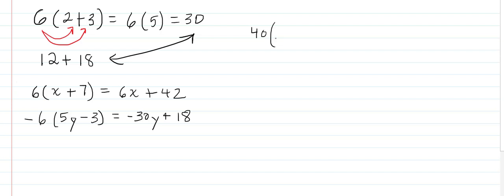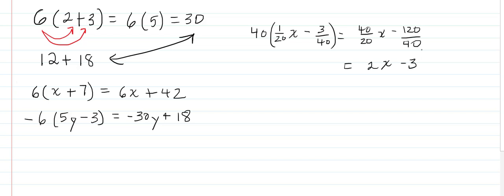So if I have 40 on the outside, and 1 over 20 x minus 3 over 40 on the inside. Well, if I distribute this, I'm going to have 40 over 20 x minus 40 times 3, 120 over 40. And that, of course, would equal 2x minus 3.